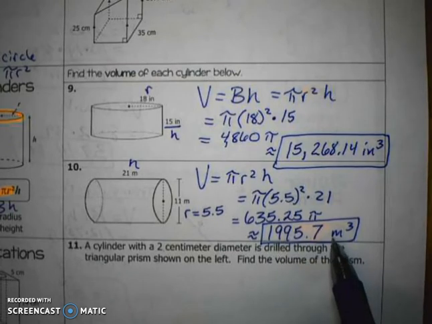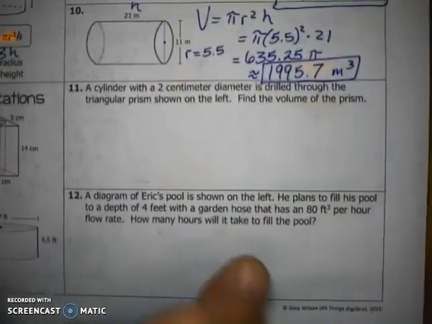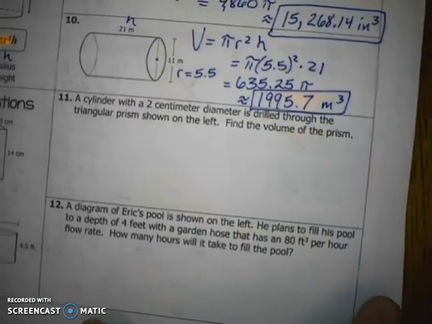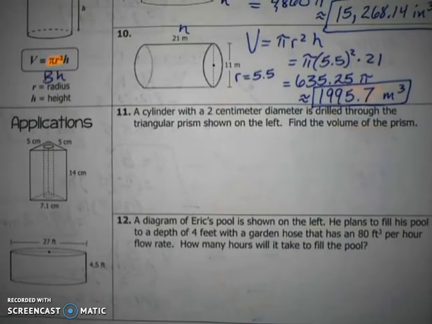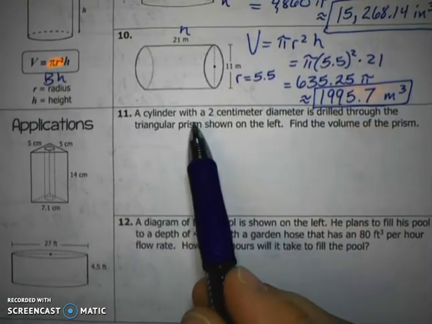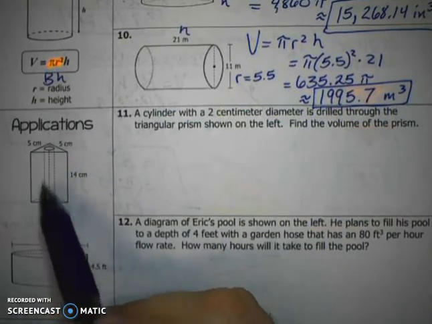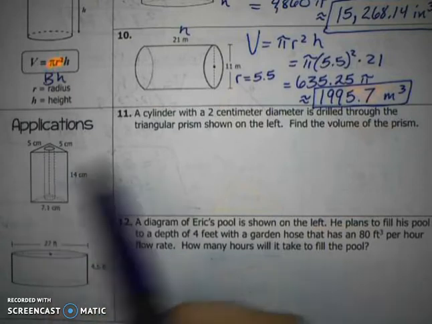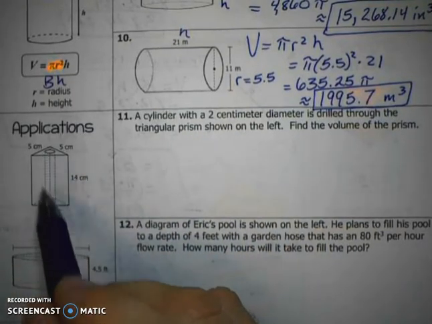1,995.7 cubic meters. Okay? So we're going to take a look at some of the application problems. All right? And these are some areas where you might end up using volume in some of your calculations later on. Okay? Number 11, a cylinder has a 2 centimeter diameter, and that cylinder is drilled through this triangular prism. And so we want to show the volume of the prism after that has been drilled out.